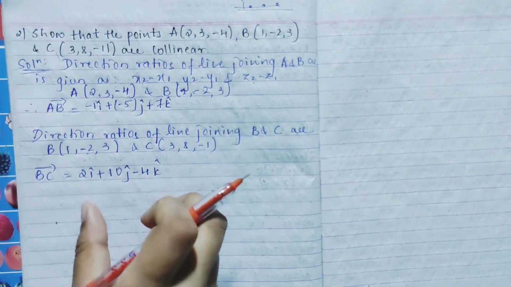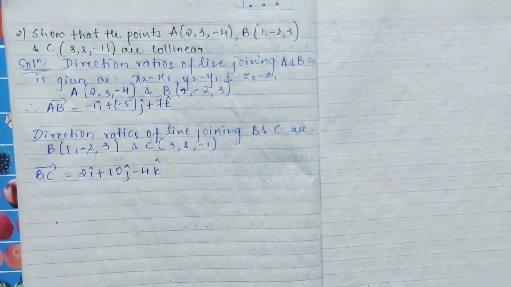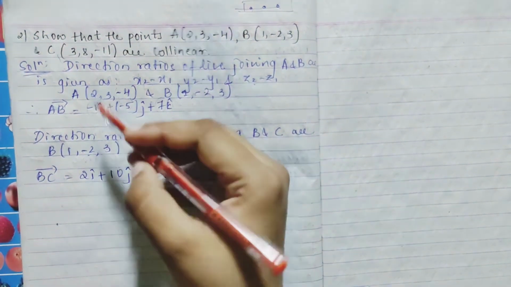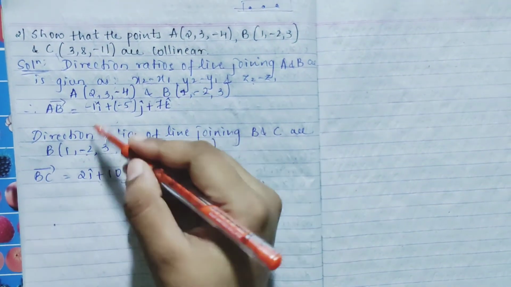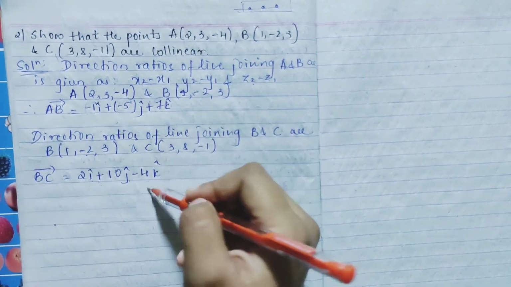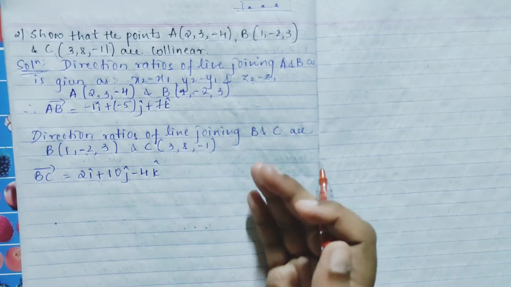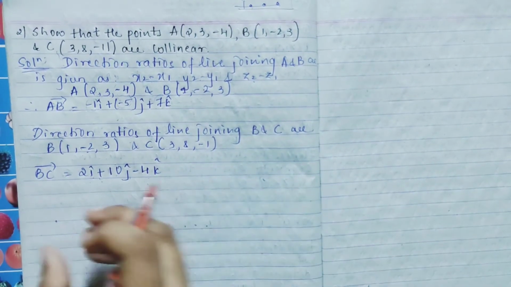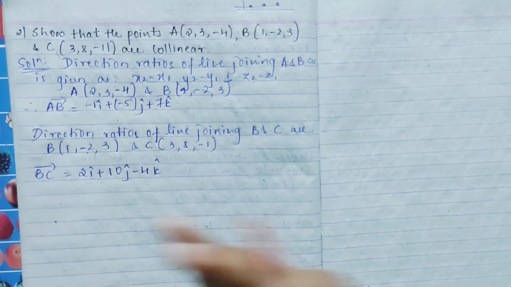In your vector form, how you have done that one I am showing. Now to show collinear, what you have to do, you have to take the proportionality of your a1 by a2, b1 by b2, c1 by c2. Proportionality you have to check. If they are proportional to each other, means you will get the same number, then you can say they are collinear.